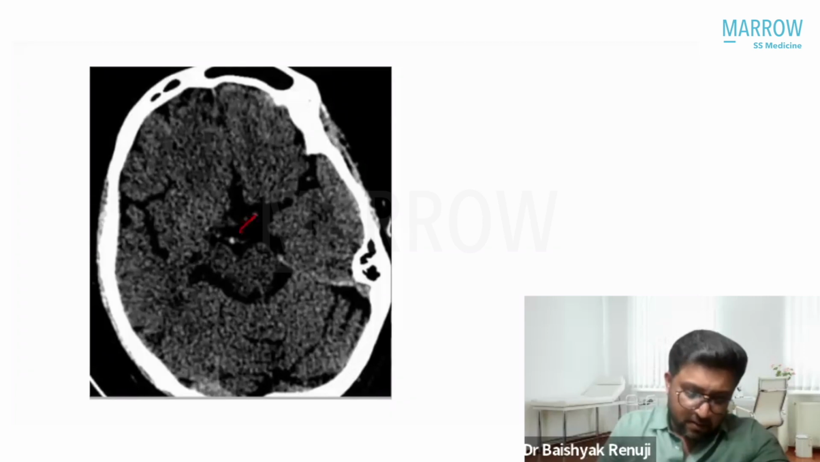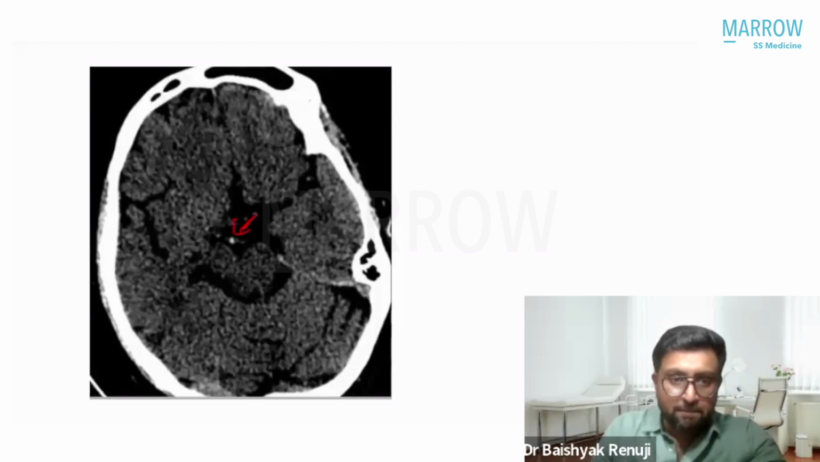See, you can see a hyperintensity here, a hyperdense spot there. This is where your basilar artery comes. That is the basilar dot sign. Hyperdense basilar artery, basilar dot sign, correct.